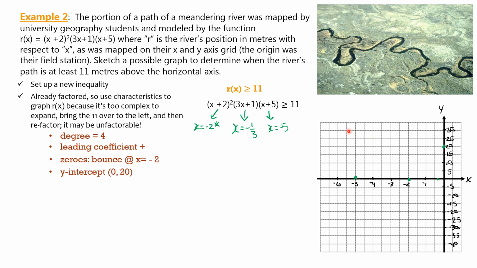So I know I have a W shape, so it's going to come down here. -5 is my first zero, and now I know about my bounce. It's going to bounce like that, come back, turn around. Maybe it's going to go way down, I don't know. And it's going to come back up here and through my y-intercept. So let's try and draw that.